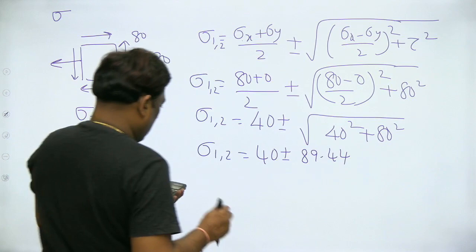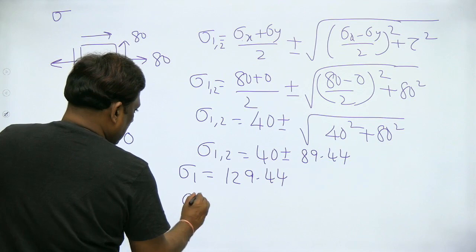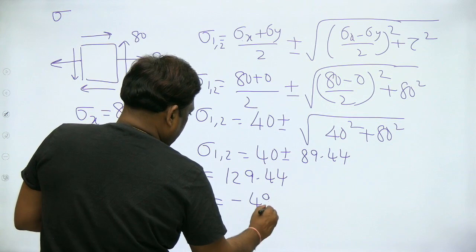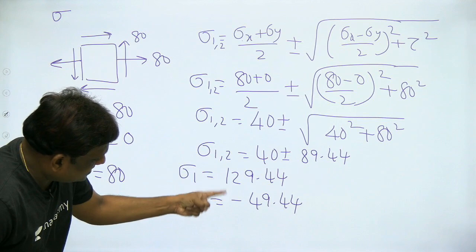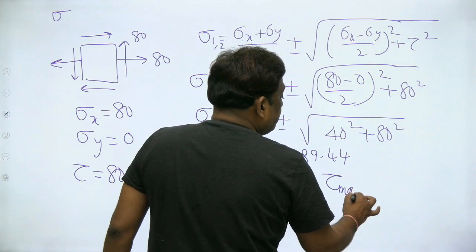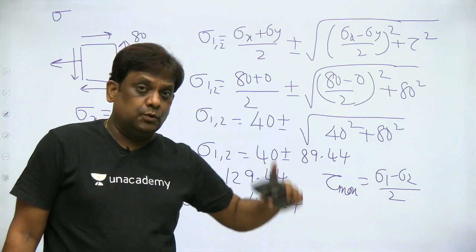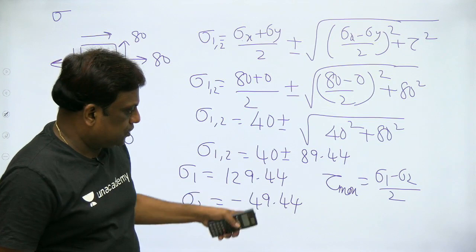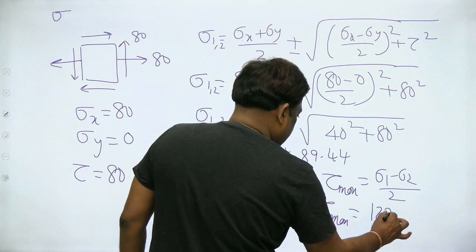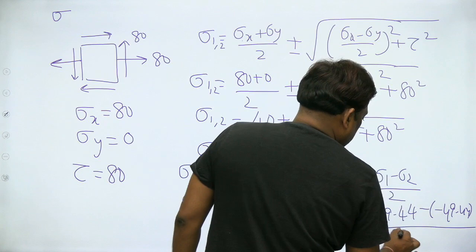Sigma 1 will be plus 129.44, and sigma 2 will be 40 minus 89.44, so it will be minus 49.44. And I told you very clearly, whenever two principal stresses are of opposite nature, the absolute maximum shear stress will be (sigma 1 minus sigma 2) by 2. Whenever both are of the same nature, then you calculate from sigma 1 by 2 and sigma 2 by 2. But here both are of opposite nature. So the maximum shear stress is given by (129.44 minus (minus 49.44)) by 2.